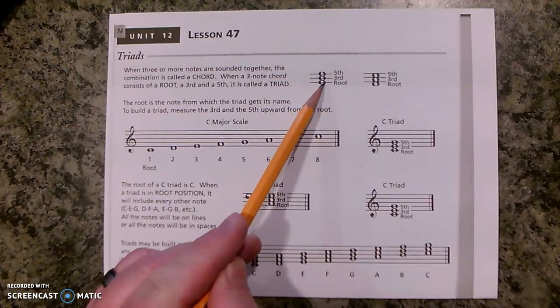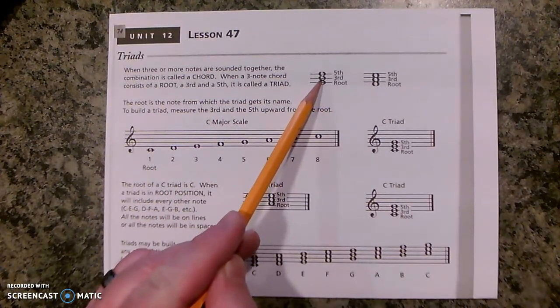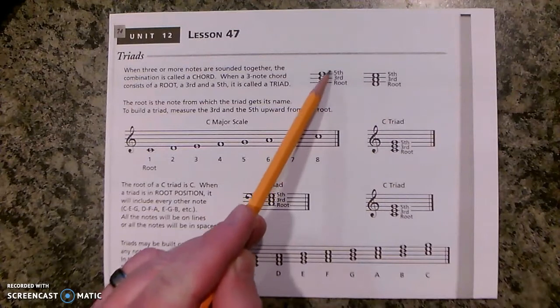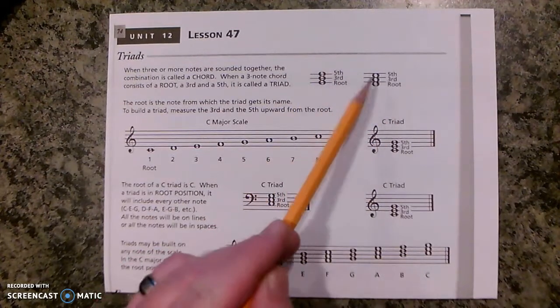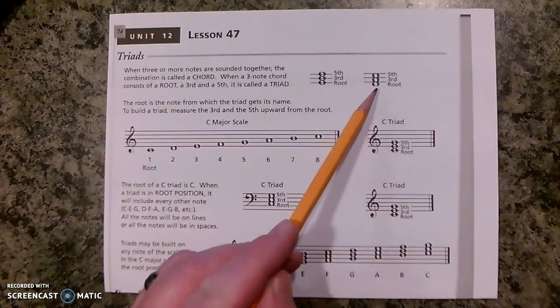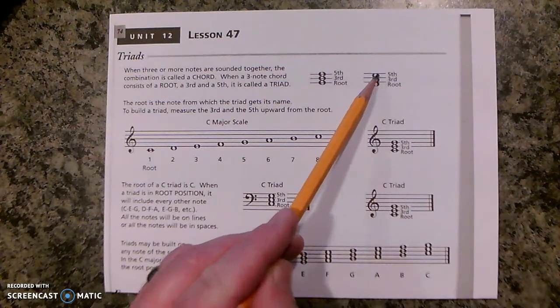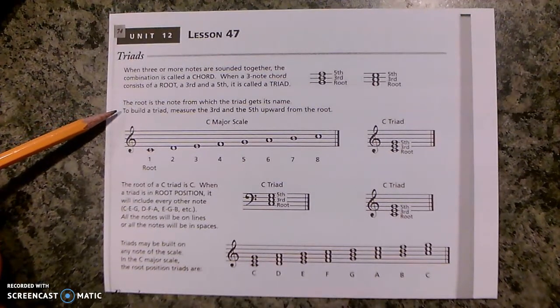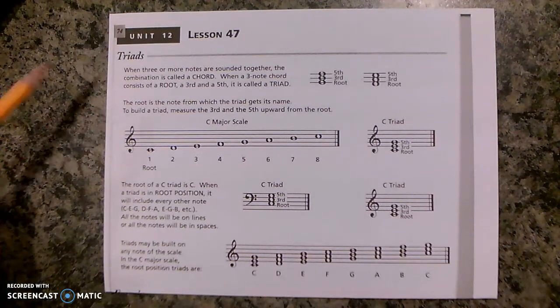So here is the root. Here is a note that's a third higher than the root, that's why it's called the third. And then there's a note that's a fifth higher than the root, and that is the fifth. So root, third, fifth. Those are on lines. Here's an example of a triad on spaces. Root, third, fifth. The root is the name from which the triad gets its name. To build a triad, measure the third and the fifth upward from the root.